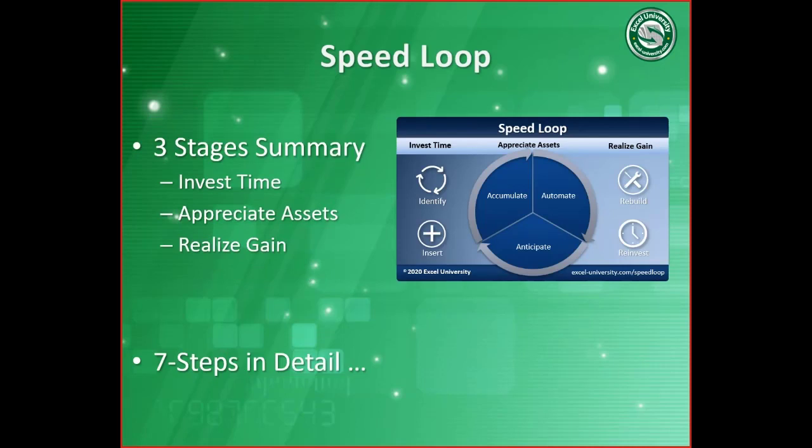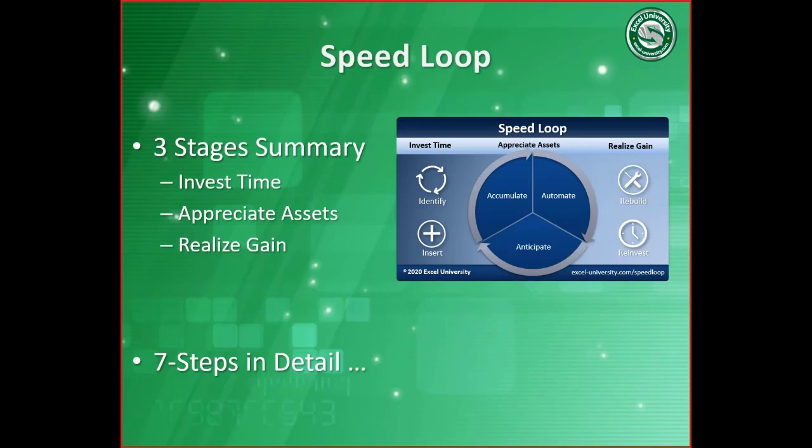So let's zoom way out for a moment before we dig into the details. I teach the speed loop using an investor metaphor, right? And what does an investor want to do? They want to do three things, right? They want to invest money into assets that appreciate or increase in value over time. And ultimately, they want to realize a gain. They want to get a return on their investment, right?